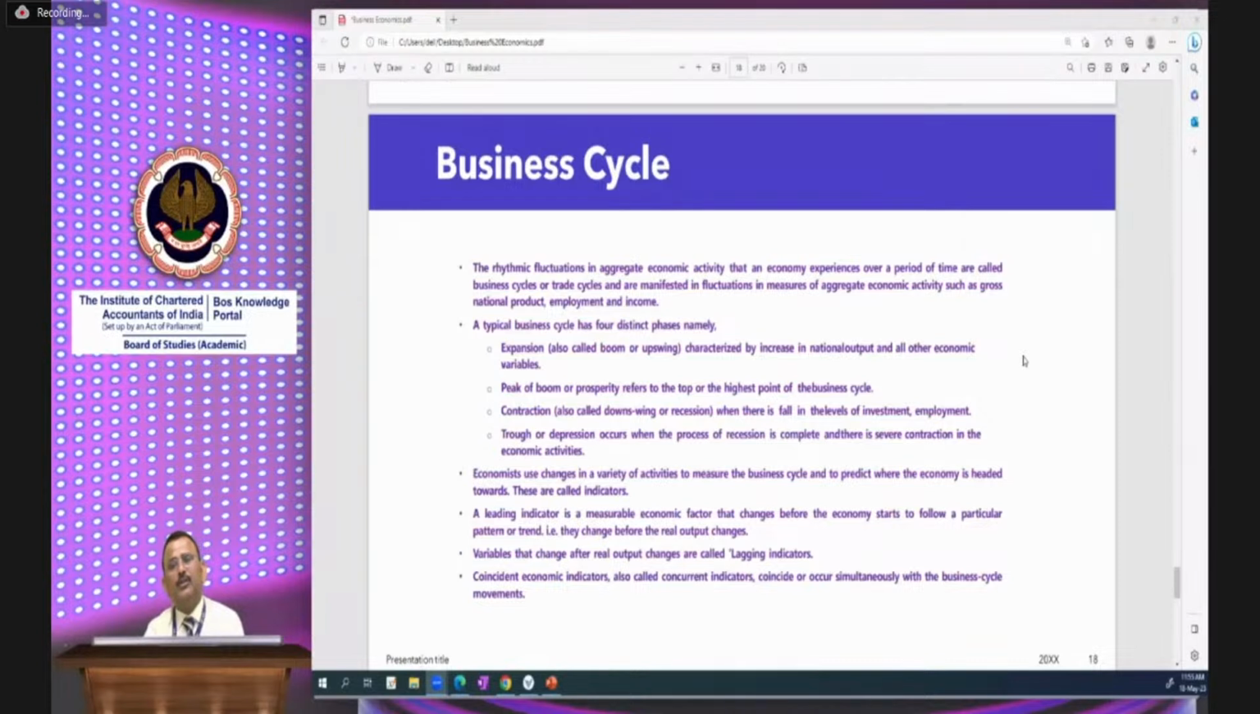So this is also a very important topic, because when you study macroeconomics at the intermediate level, your knowledge of the business cycle will help you in understanding the macroeconomic aspects of this.